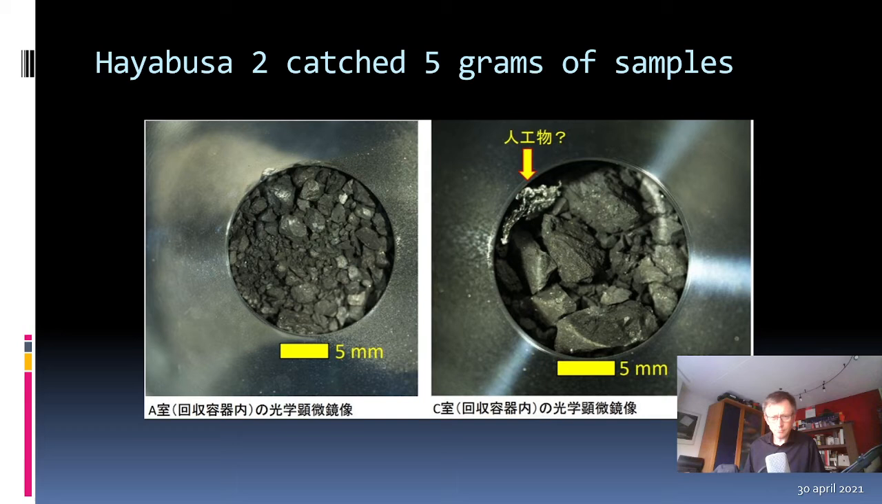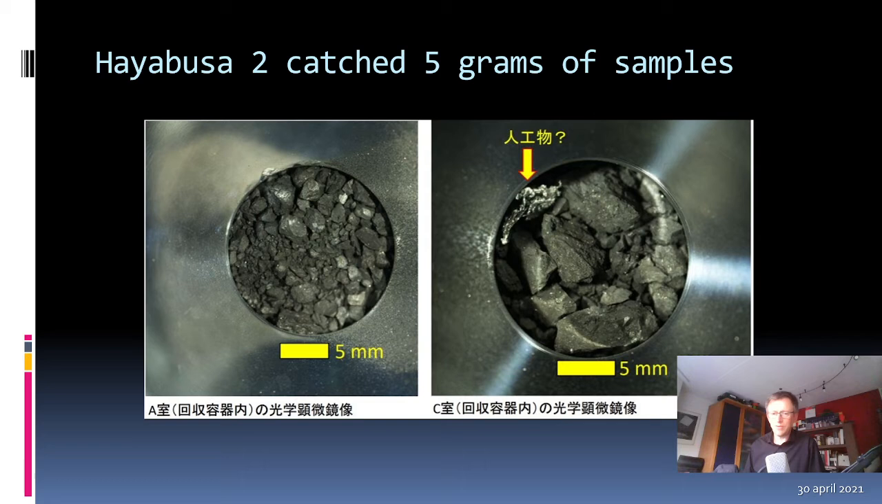You can also see some Chinese writing with an arrow on the right side. There's something metallic in there that seems to be a part of the probe that broke off during the sample gathering, because it usually happens with a lot of violence, because such an asteroid has very little gravity, and things are flying all around.